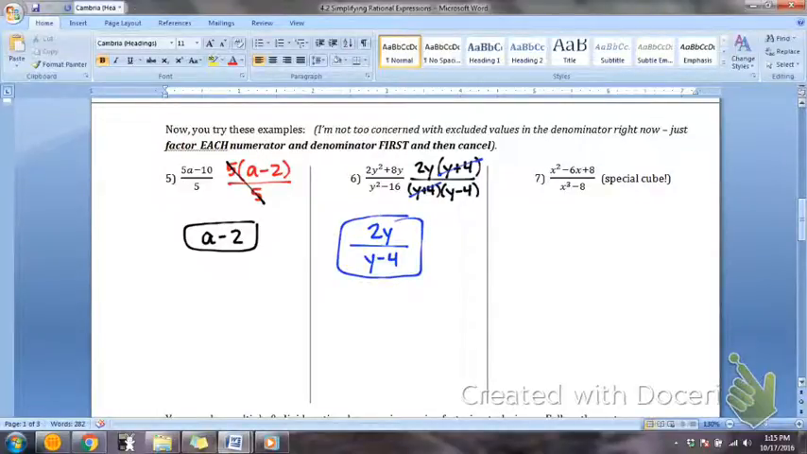All right, number 7. The numerator on number 7 looks like what we have been doing, right? X squared minus 6x plus 8. Okay, so we can factor that, so let's go ahead and do that. What two numbers multiply to get 8 and add to get a negative 6? What factors are we looking for, Amanda? Negative 2 and negative 4. Negative 2, negative 4. Anybody agree?